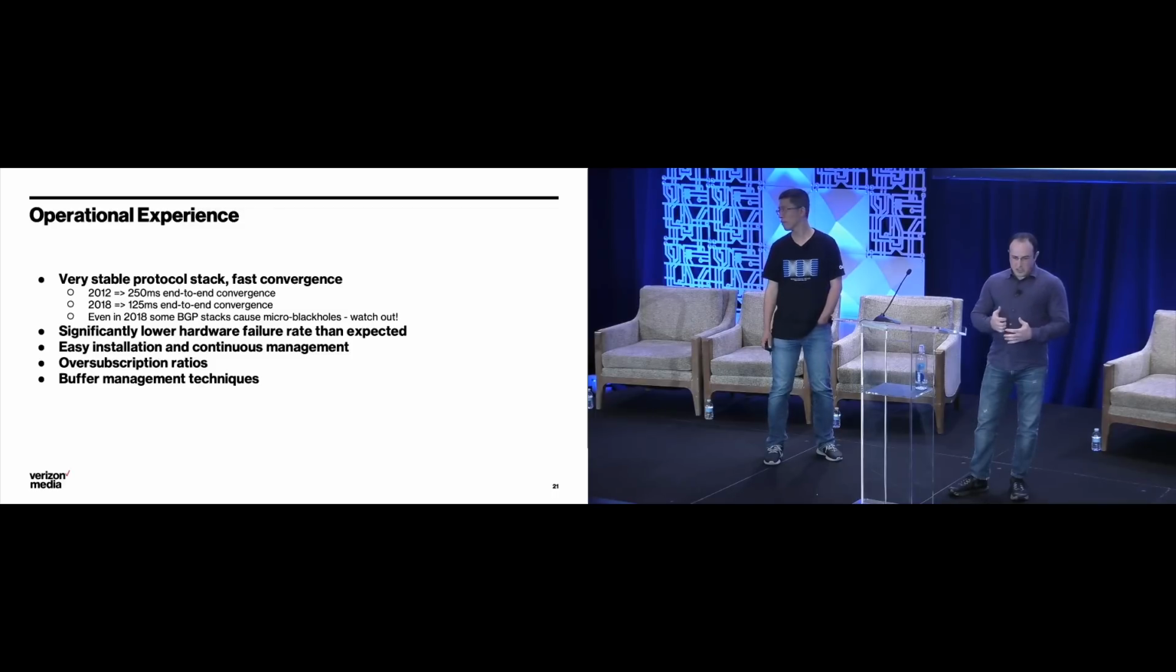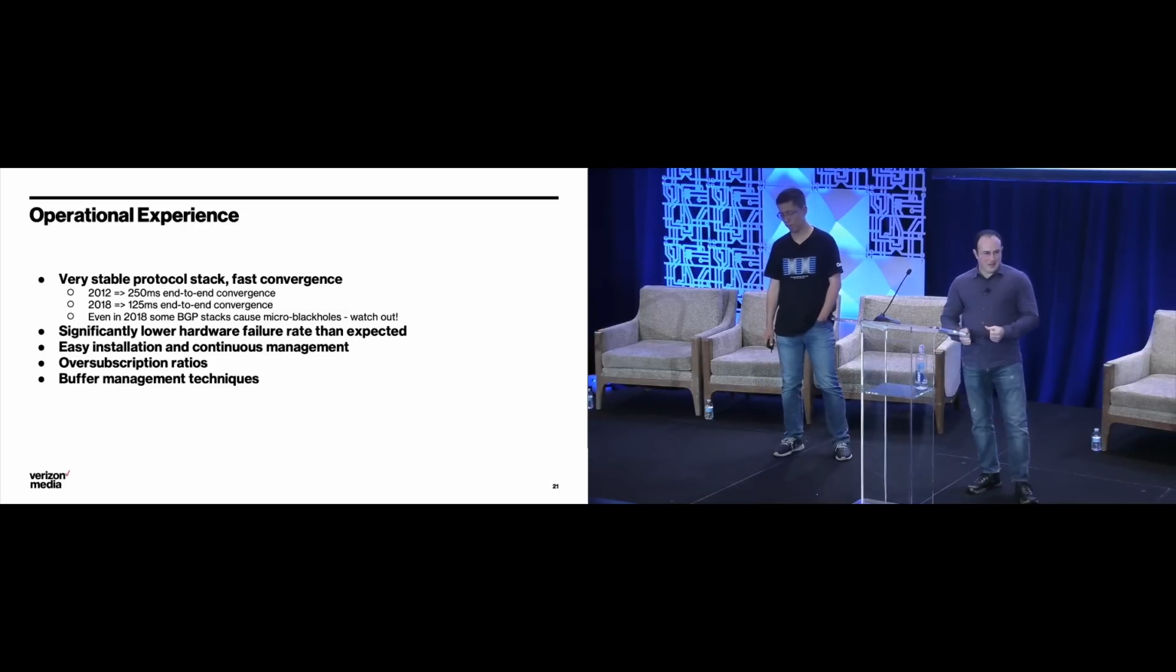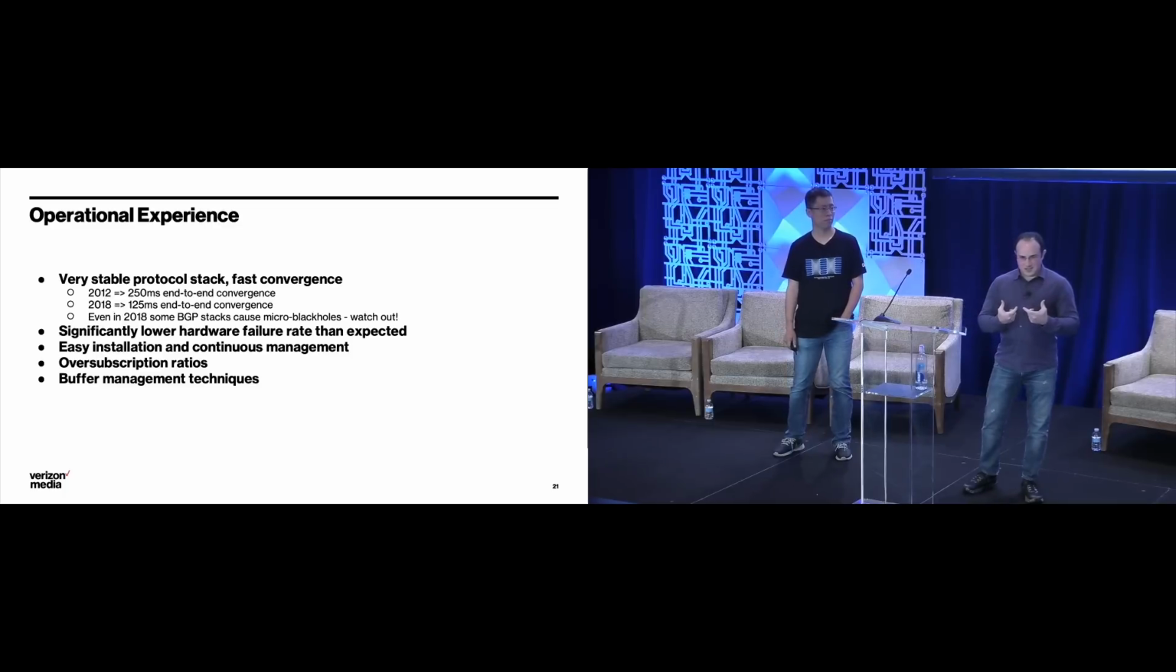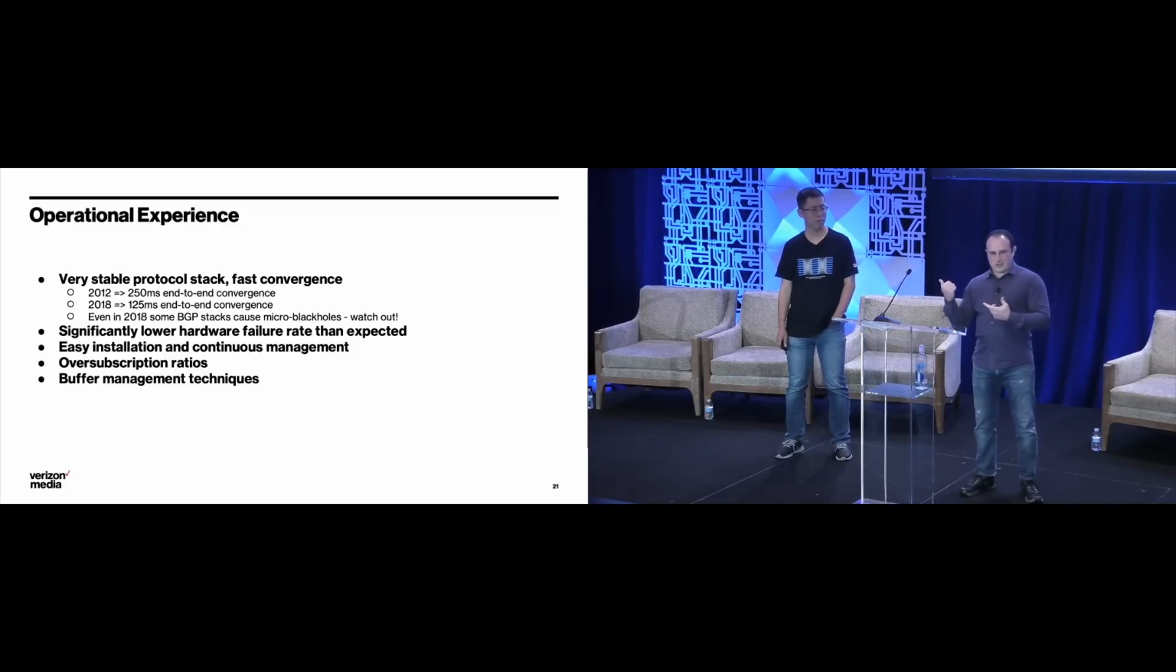Something else: even in 2018, there are still BGP stacks out there that will cause a micro black hole. It is a sad state of affairs. What we mean by that is that an edge RIB update comes in, BGP processes it, and then sends out an edge RIB out before it actually installs it and confirms that it's installed into the FIB, which essentially means, hi, come through me, and when I get the packet, I have no idea what to do with it, so I throw it away. It is really sad that that's still the case in 2018.